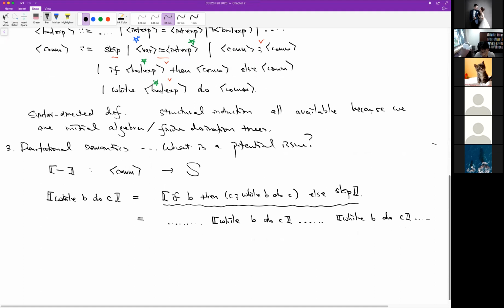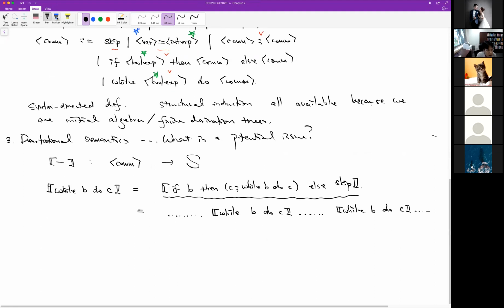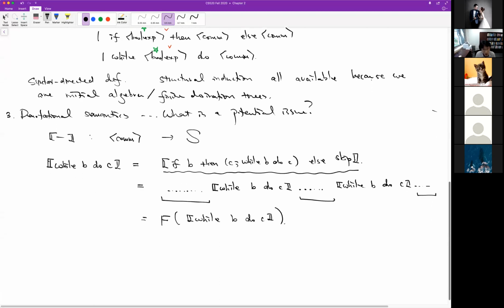So what does this mean? If you write down the surrounding part of this while as a function f, then this means that the meaning of while should be the same as applying function f to the meaning of while again. That's what we expect by first assuming this equality to be true, and then using the generic form of denotational semantics. So what does this mean? This means that the meaning of while is a fixed point of the function f.